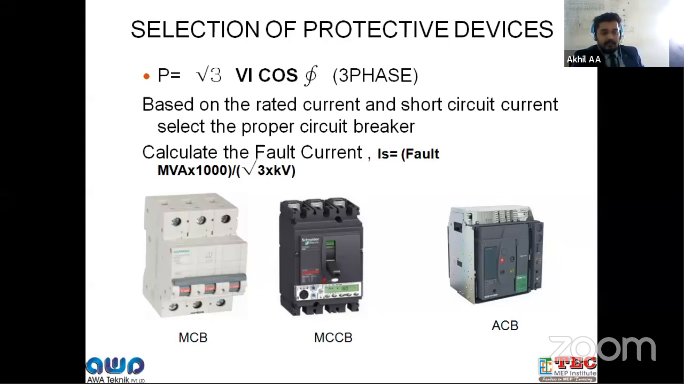I have shown only a few breakers. We have different types of breakers according to the demand. Usually when we do the MV system, medium voltage system, we select MCB, MCCB, ACB. MCB is miniature circuit breaker. MCCB is molded case circuit breaker. ACB is air circuit breaker. All these breakers have different ranges of operation. According to the requirement, we will be selecting the proper circuit breakers.